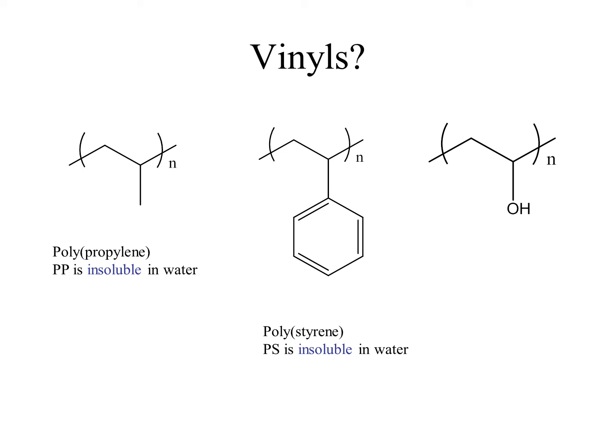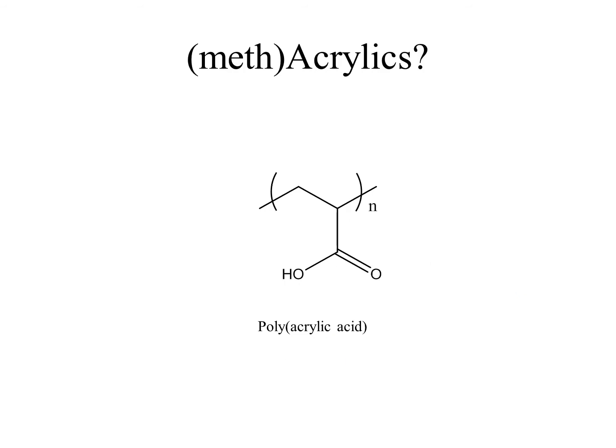Polyvinyl alcohol, on the other hand, has a nice little polar OH group on every repeat unit. This ends up being enough to render it soluble in water. There are numerous acrylic-based polymers out there. Let's compare and contrast a few.